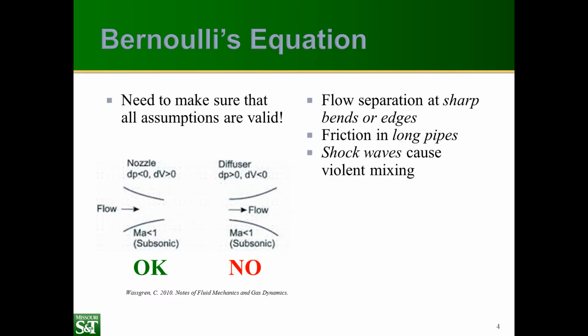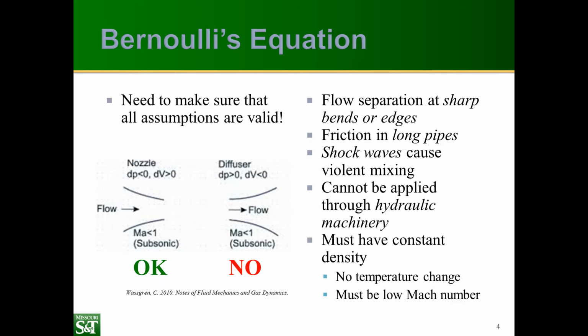Anytime you have shock waves, you have violent mixing, and then again, those types of effects become important, and compressibility effects become important. You can't apply it through hydraulic machinery because now you're adding work, and our assumption was no work is being done on the fluid. And the fluid has to have a constant density. So that means it has to have a constant temperature, and it has to be an incompressible flow at a low Mach number, typically less than 0.3. So there are some limitations on Bernoulli's equation. We have to be careful.